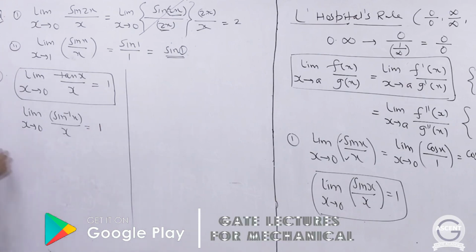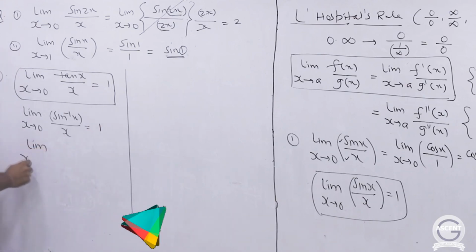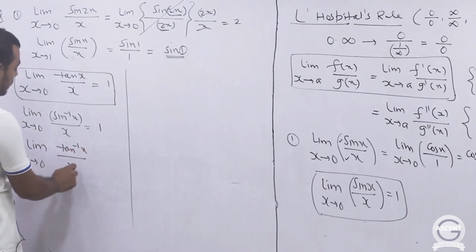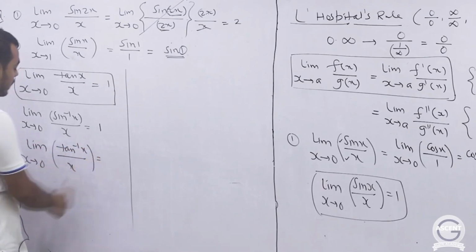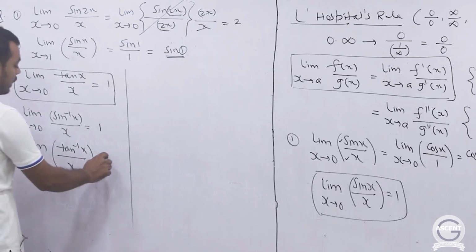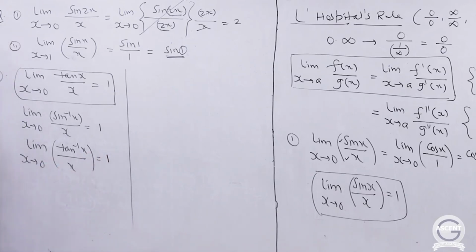The fourth one is limit x tending to 0 tan inverse x by x. Tan inverse 0 is 0, so it is 0 by 0 indeterminate form. Apply L'Hopital's rule: derivative of tan inverse x is 1 by 1 plus x square, derivative of x is 1. If you place x equals 0, you will get 1. So this is our fourth result.